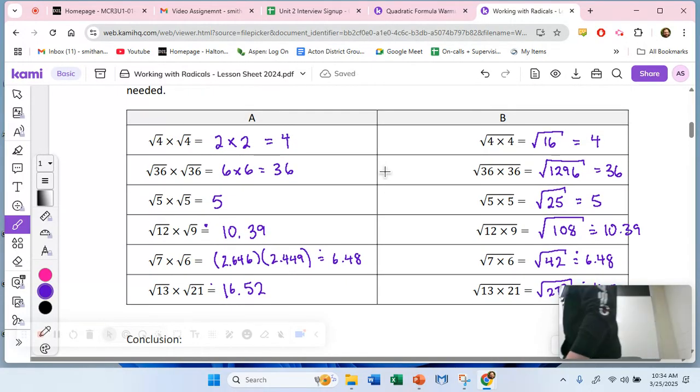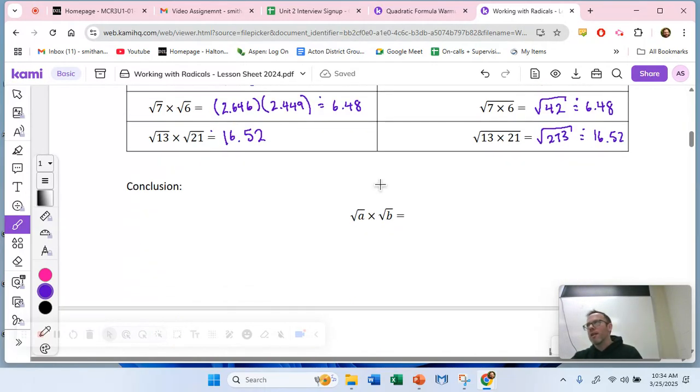Here is the point. Are you guys convinced that it doesn't matter whether you root each number first and then multiply, or multiply first and then square root? You get the same answer either way. You guys convinced? We just showed it 6 times. This always works. This is a rule that you can use for multiplying radicals. It's like the meat and potatoes of today. It's what we're using today over and over again. It's a rule that you're going to need in grade 12 functions and you're going to need in calculus.